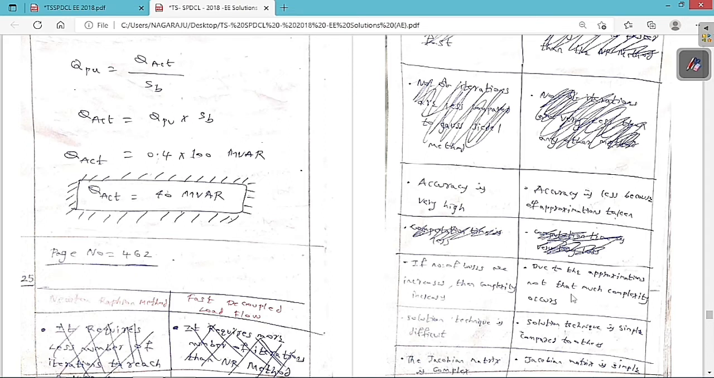Whereas in the case of the fast decoupled load flow method, it requires fewer iterations than the Newton-Raphson method to reach convergence, and the accuracy is less because of the approximations taken. So due to approximations, not that much complexity occurs, the solution technique is very simple compared to the others, and the Jacobian matrix is very simple. So this is the major difference between the Newton-Raphson method and the fast decoupled load flow method.